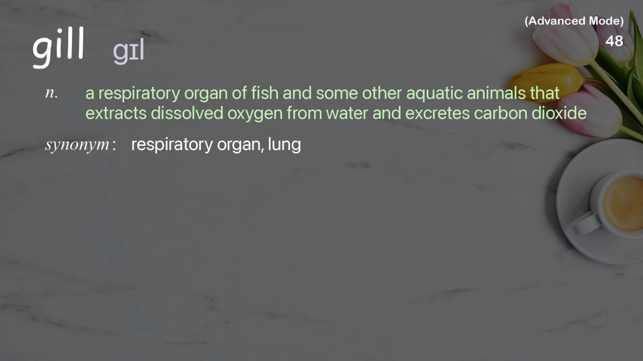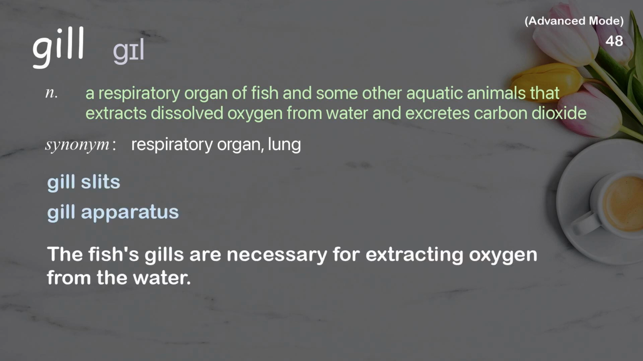Gill. A respiratory organ of fish and some other aquatic animals that extracts dissolved oxygen from water and excretes carbon dioxide. Examples: Gill slits, gill apparatus. The fish's gills are necessary for extracting oxygen from the water.